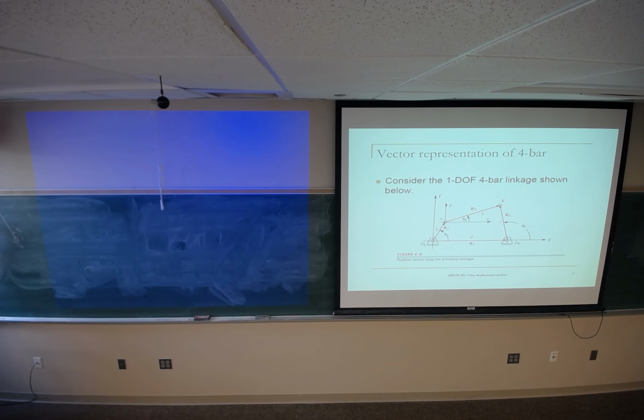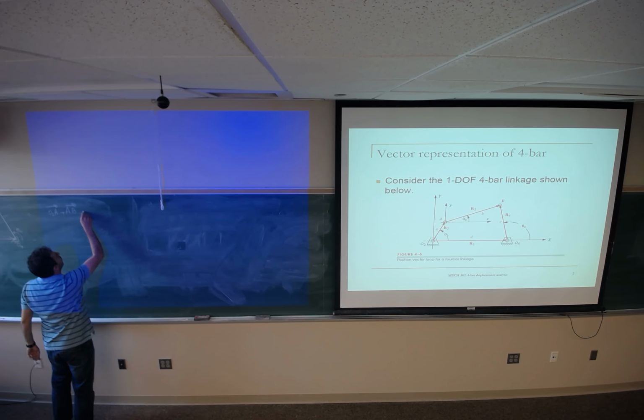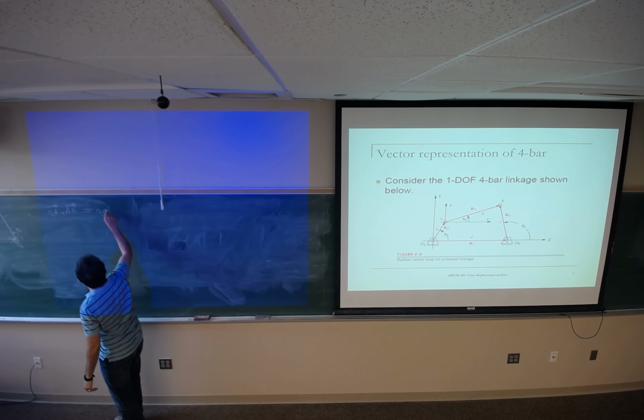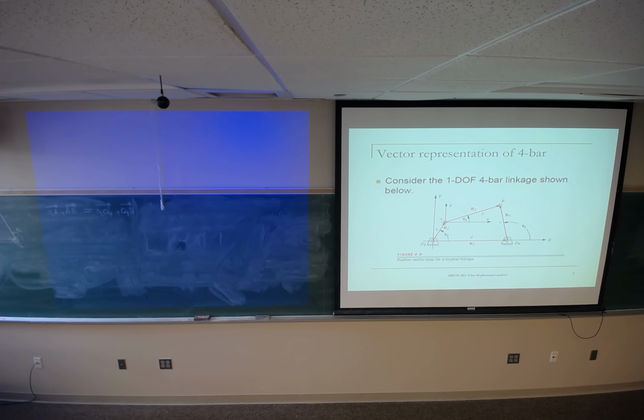Now, find the point with two arrows ending at it. The only one is going to be point B. And try to reach point B via two different paths. So, if I want to start from point O2 and reach point B, I'm going to go this path, vector O2 to A, plus vector AB. Or, I can go through this path, O2 to O4, plus O4B. This is the vector loop equation.